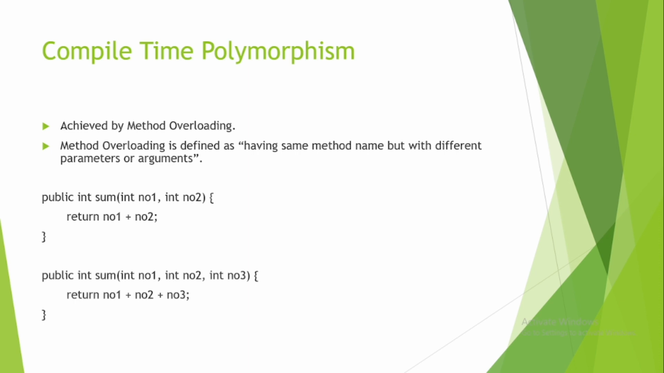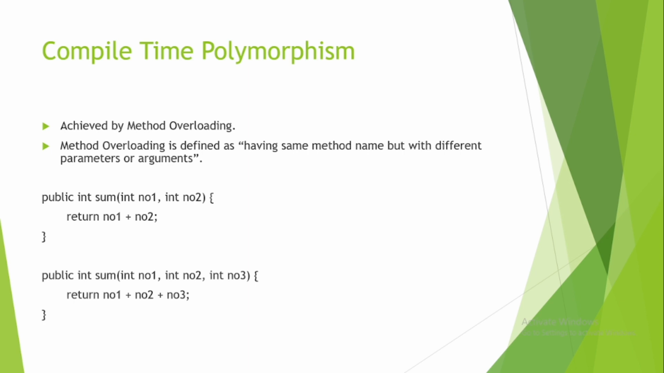So method overloading is nothing but the having same method name but with the different parameters or arguments. ठीक है, मेथड ओवरलोडिंग हम बोलेंगे जब अगर आप दो मेथड बनाओगे, मोर देन वन मेथड बनाओगे and will have all method will have the same name.